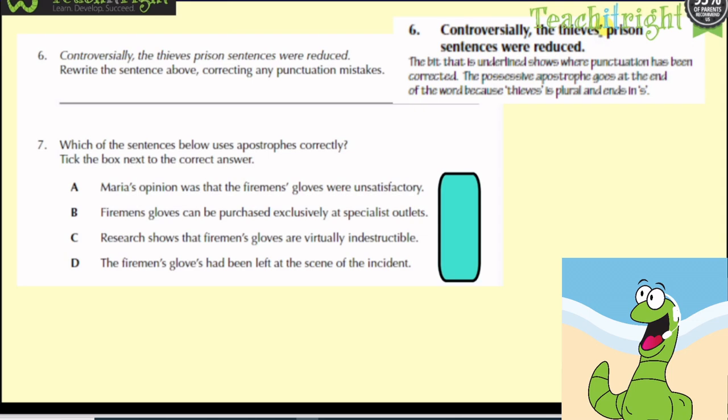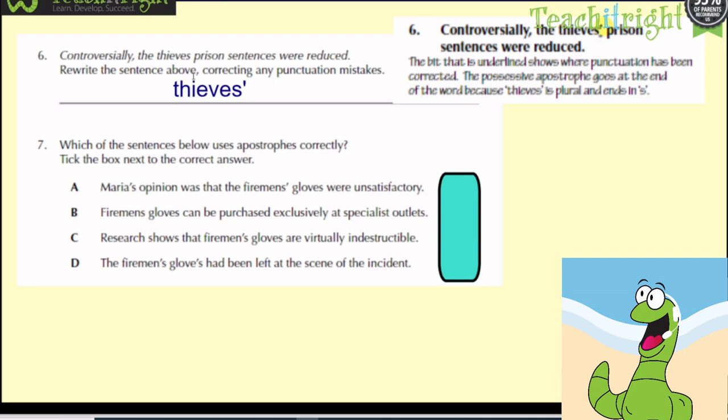If it was singular, one thief, then it would be spelt this way with an F, and the apostrophe would go before the S. So controversially, the thief's prison sentence was reduced. We changed everything to singular. But that's not the case. We're talking plural. So thieves, this is a number of thieves. It's more than one thief. And their prison sentences were reduced. Controversially, there is a comma after controversially to create that pause.